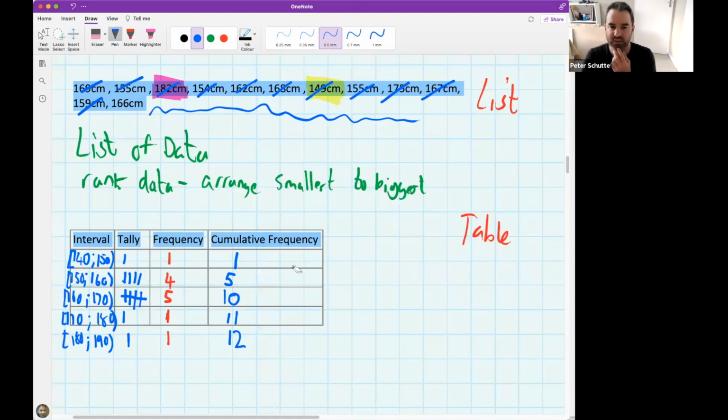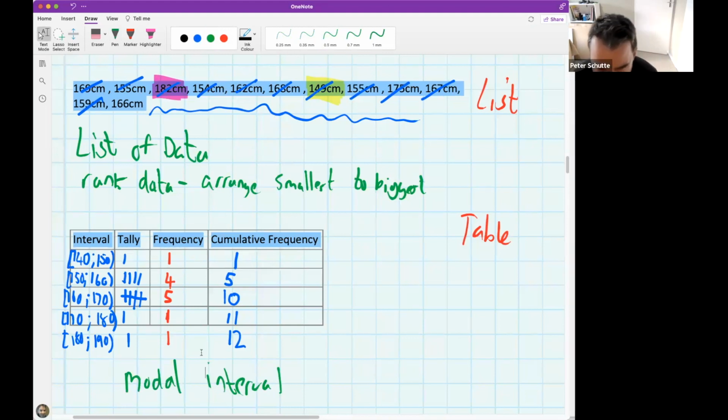And so you will see this process of putting things into tables occur a lot from lesson 3 onwards, but I just wanted to make sure that you had some basic ideas here. Now, before I move on, what is the modal interval? Maybe someone can tell me, what does the mode refer to? What is the modal interval?